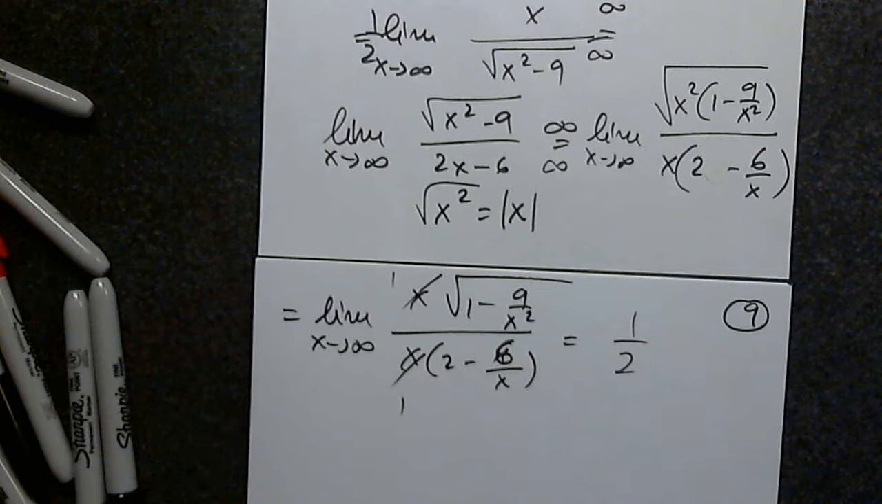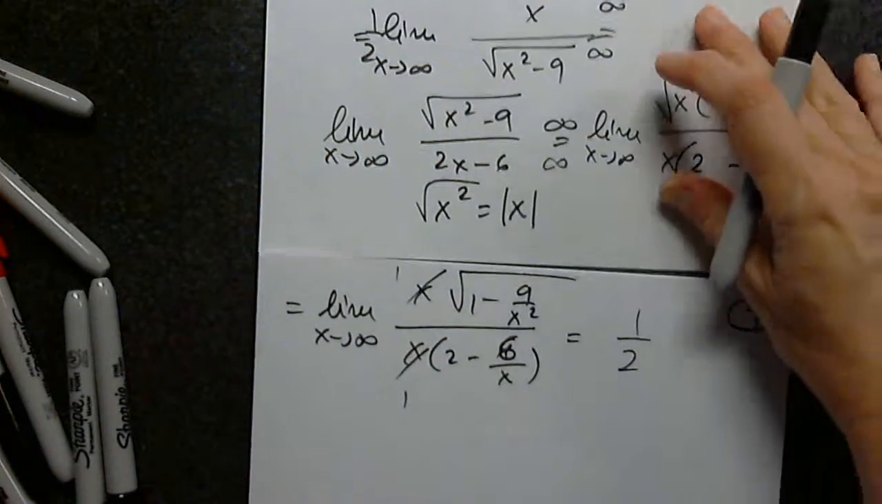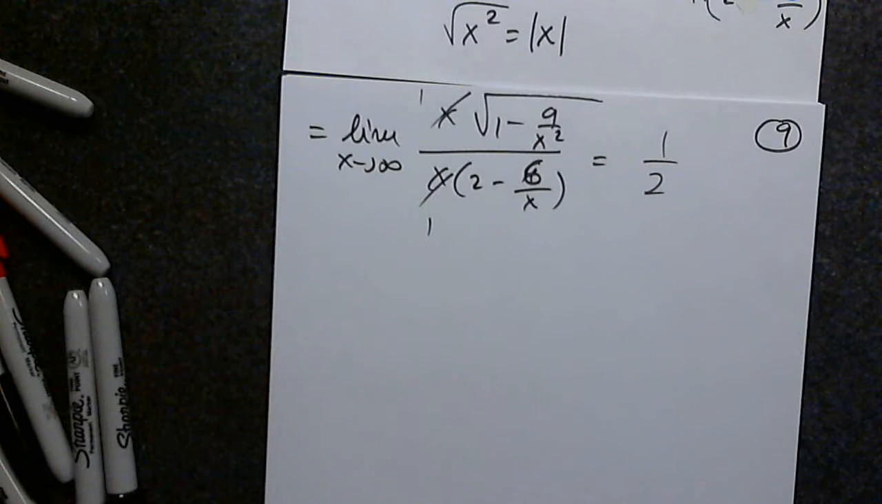Say it again: 9 over x squared, as x approaches infinity, approaches 0. 6 over x also approaches 0. Is this okay? Yeah. Okay, let's see.